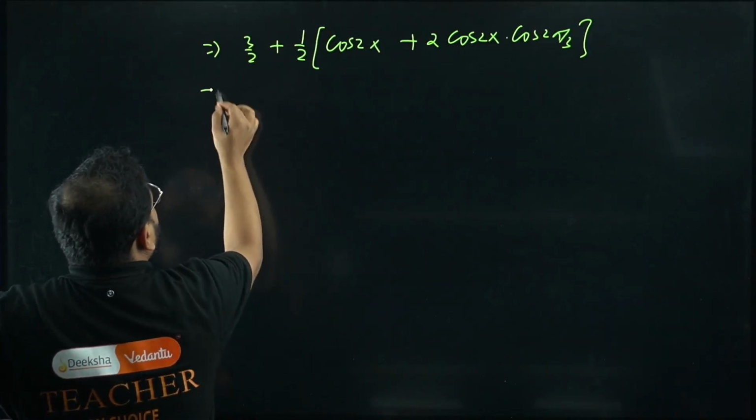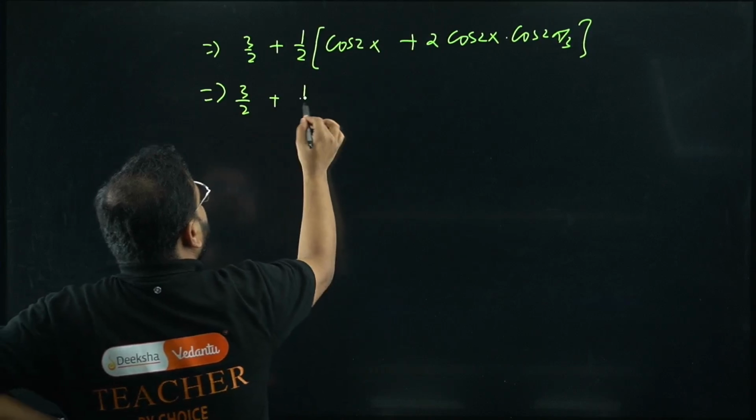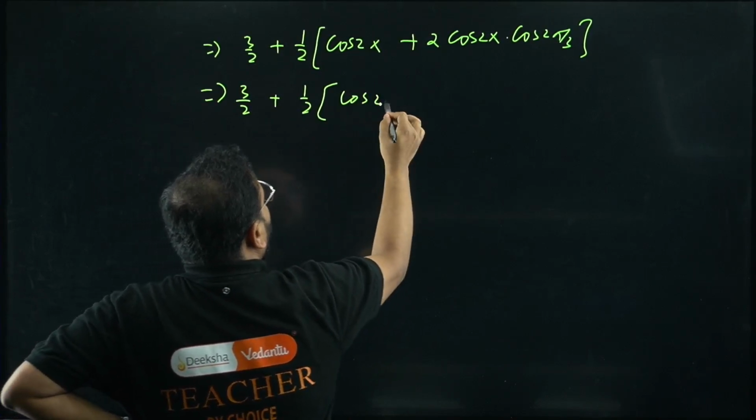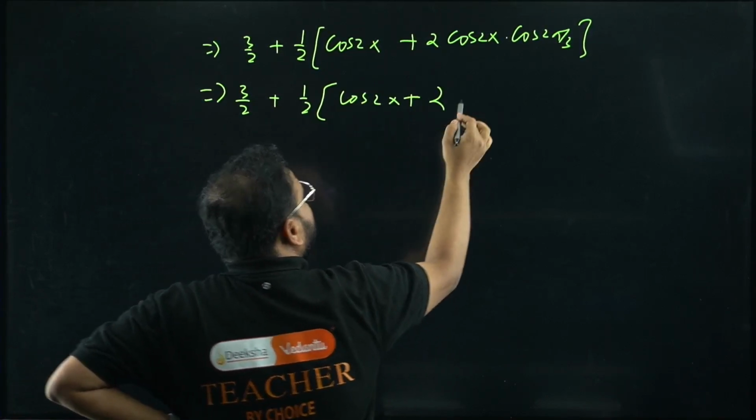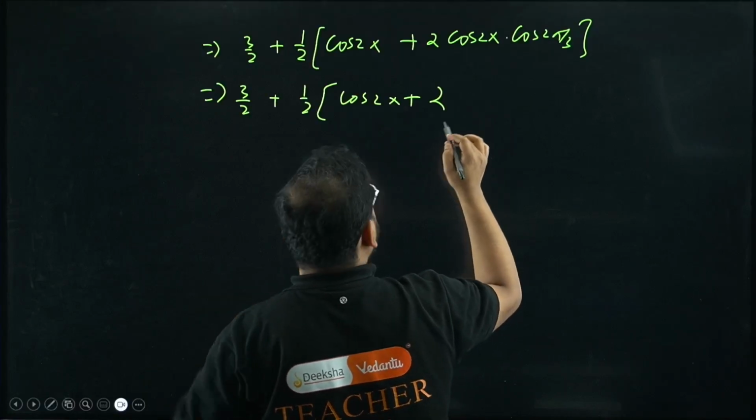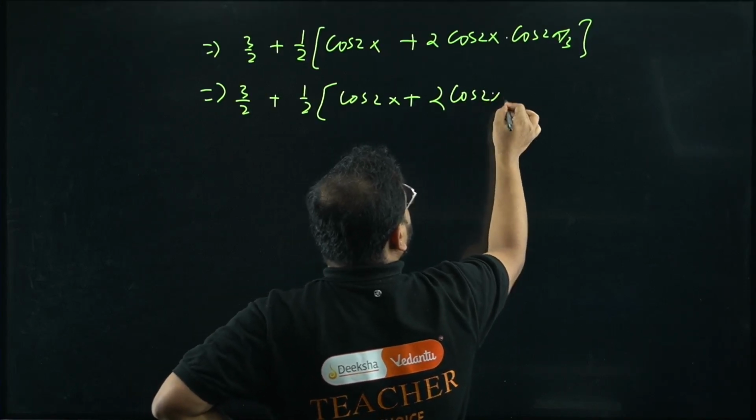We have to change something over here. Please give me 1 second. I'll solve this question very quickly. Cos 2x plus 2, you write as it is. This also, 1 second, this also you write as it is. Okay.